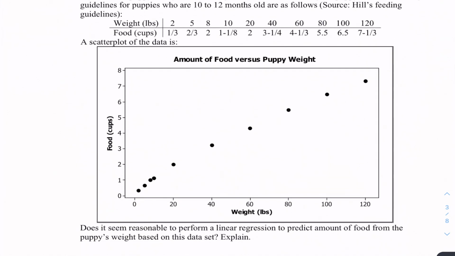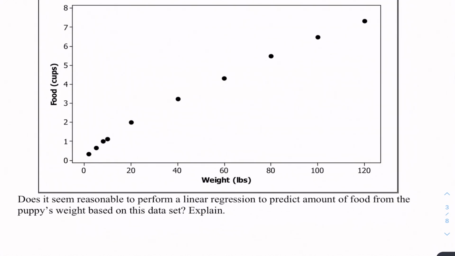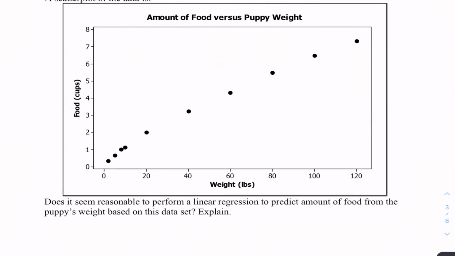Okay, moving on to part 2, chapter 10. So if you have a puppy who you are feeding Hill's Science Diet, original puppy food, the feeding guidelines for puppies who are 10 to 12 months old are as follows. We're given the height, we're given the food, and we're given this scatter plot. So does it seem reasonable to perform a linear regression to predict the amount of food from a puppy's weight based on this data set?